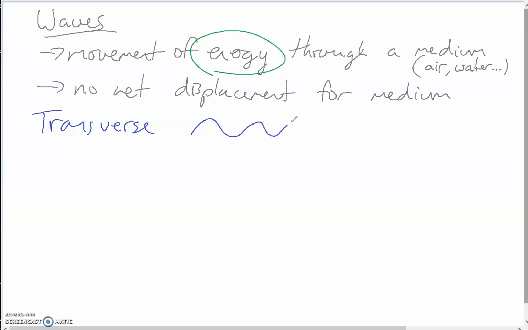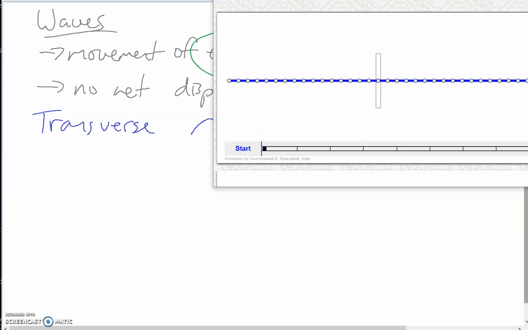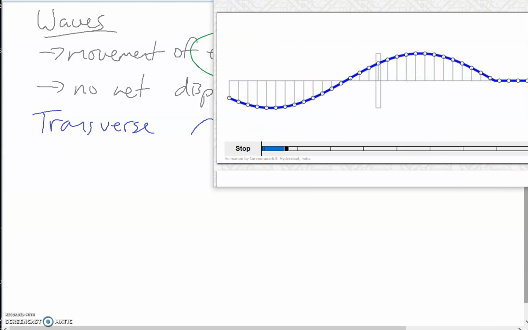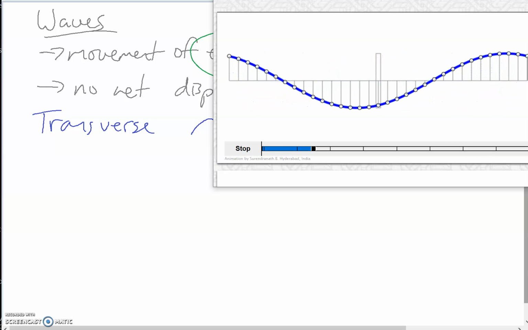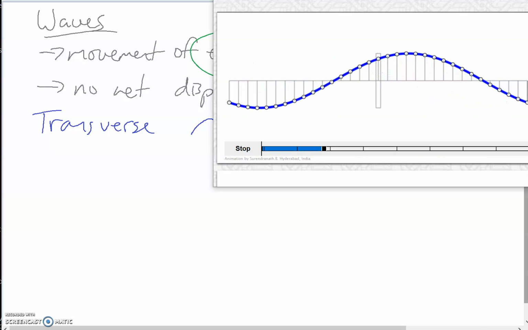Okay, so we have a transverse wave, and that's what it looks like. So we're going to use a little simulation here to get an idea. So here's a transverse wave. This is what most people think of when they think about waves anyway. Here's a nice transverse wave. Okay, so you have the little white things. Those are like the particles.